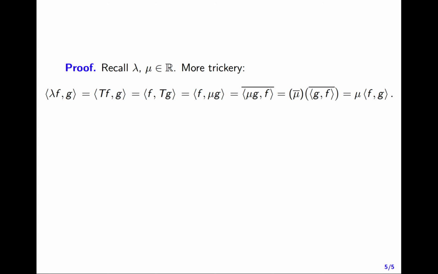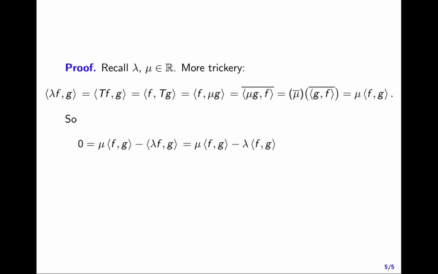I'll pull out a factor of mu. This is the conjugate of mu times the conjugate of the inner product of G with F. Mu is real, so the conjugate of mu is mu. And then the conjugate of the inner product of G with F is just the inner product of F with G. You can flip the order around and remove the conjugate. And so I have to have now, if I subtract these two things, 0 is equal to mu times the inner product of F with G, minus the inner product of lambda F with G.